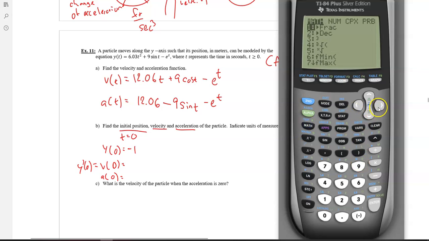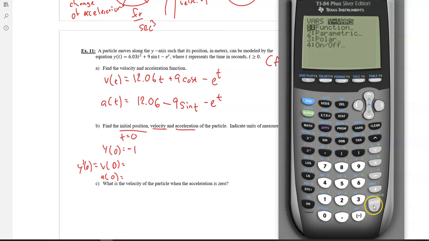Math, and then num, and then, oh no, I'm using the wrong command. Sorry, math 8, nDeriv. Okay, we're going to take the derivative with respect to x. I can now just type that y1 in here. I don't need to retype the whole function. I can just use that y1 command.